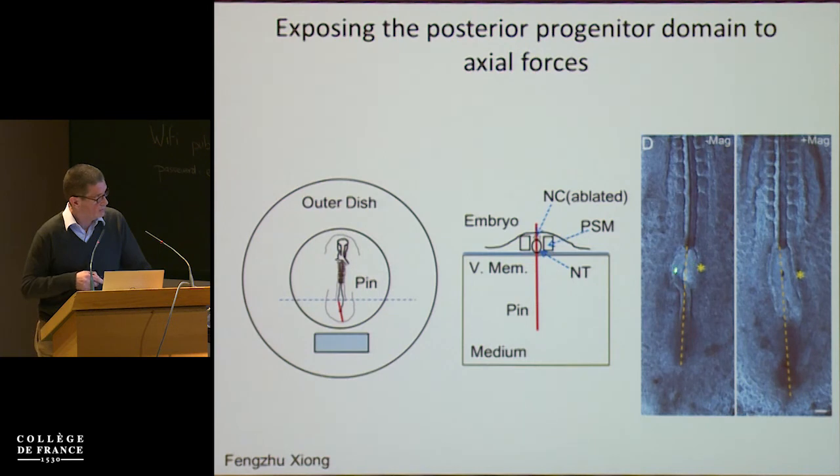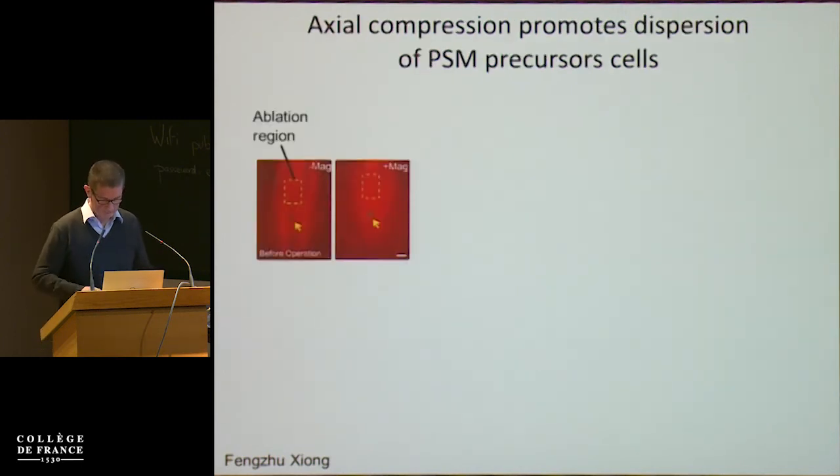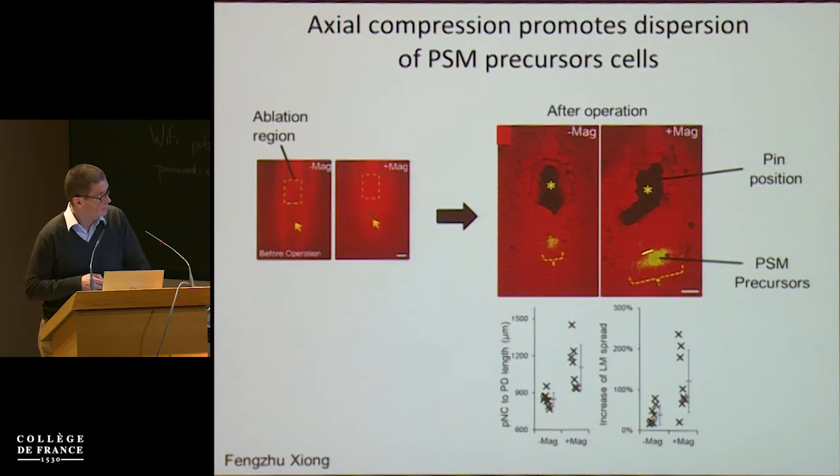And so this is the result of these experiments. This is just at the time of implantation, and this is after implantation. You see that the posterior region has been pushed as a result of the force exerted by the pin. And when he labels cells posterior to the pin, what he found is that when you apply a force, you see a dispersion of the presomitic mesoderm precursors that are injected in the area. And you can also quantify this.